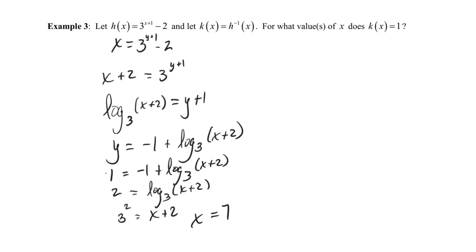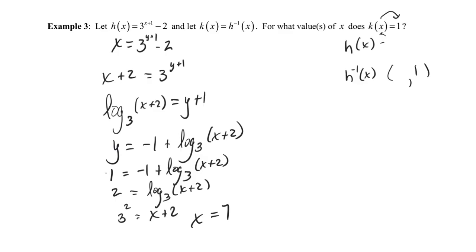We could do this in the ordered pair way that we did earlier in the lessons. So we have a function h of x, and we have its inverse, which is k of x. And this is saying k of x is equal to 1. Is that 1 the x value or the y value? Well, the x value would be in there, right? So this is the y value.